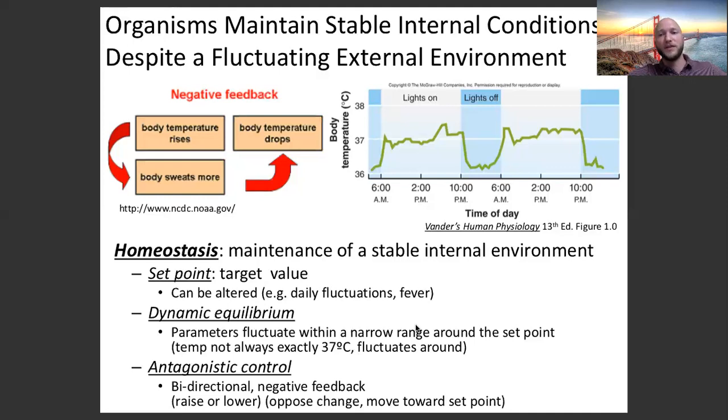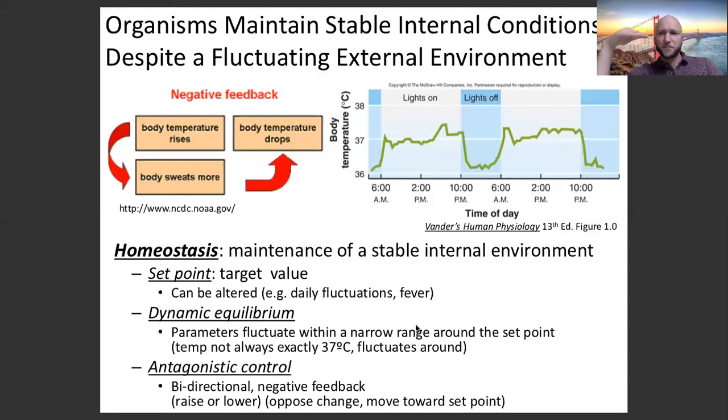Antagonistic control. Antagonistic control requires two things. Bidirectional. So break the word down. Bi means two. Directions is directions. So two directions. So antagonistic control is control where you have two directions. And it has negative feedback. Negative feedback opposes change.